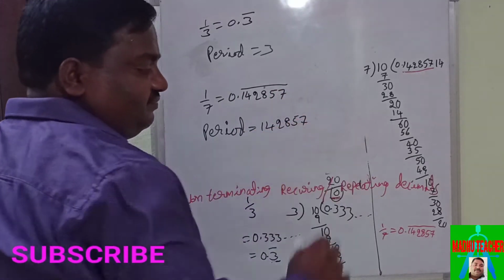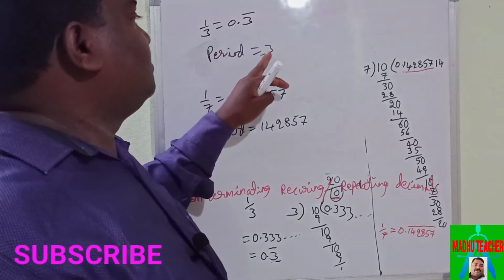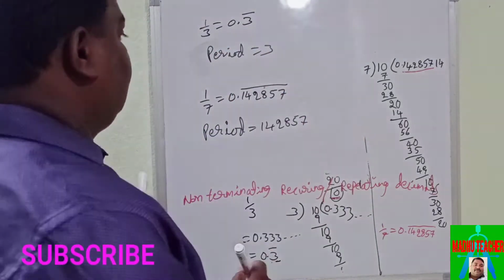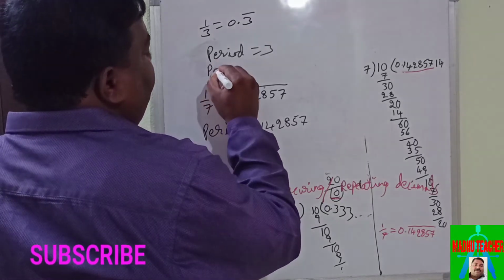142857. How many digits are repeating? Only one, in the case of 1 by 3. That is called periodicity.